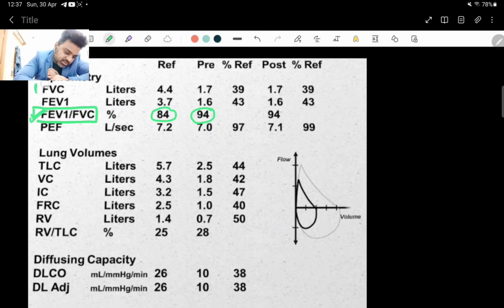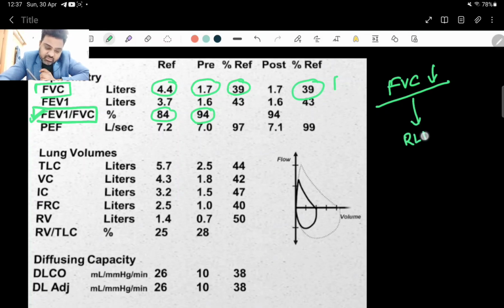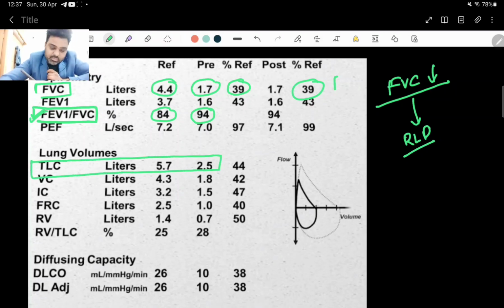Now we'll look at the FVC. You see reference is 4.4, pre is 1.7, percentage is 39. That means FVC is reduced. So when FVC is reduced, there is high chance that it is a restrictive lung disease. So we have to look towards the TLC. Now this is TLC, that is total lung capacity. TLC is reduced. That means it is confirmed that this is a restrictive lung disease.